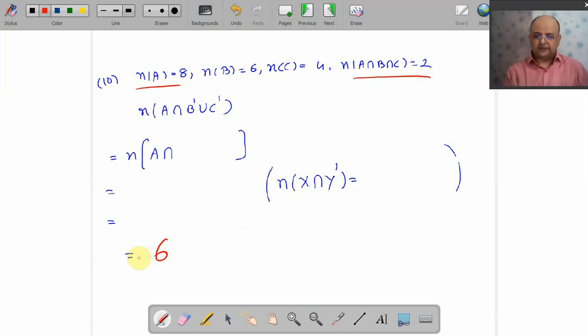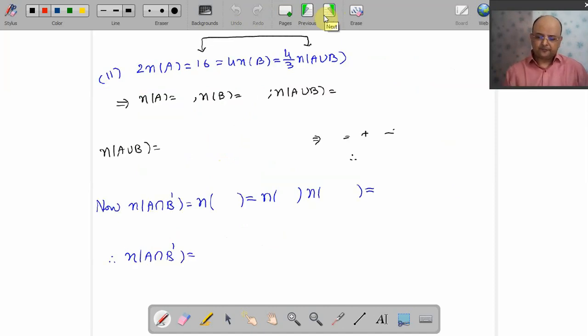We just did such an example, but let me go through it once again and you will help me. I compare these two. First let us read the question. 2 times n of A equals 16 equals 4 times n of B equals 4 by 3 times n of A union B.